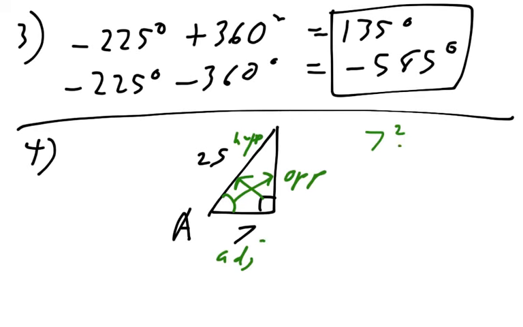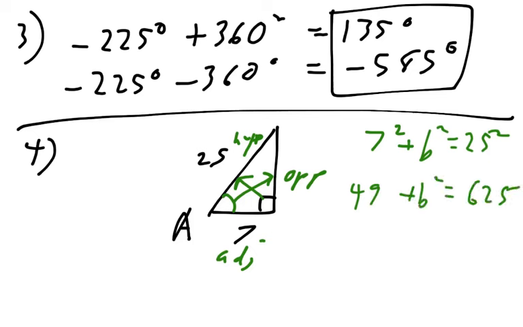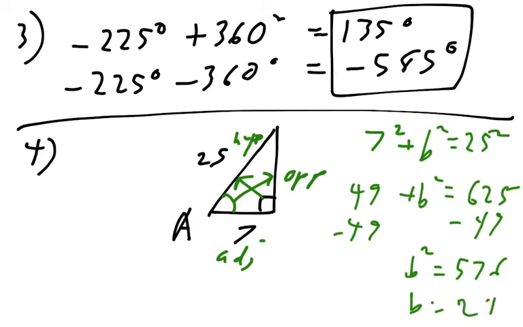So since the hypotenuse is always the final number in my Pythagorean theorem, I get 49 plus b squared equals 625. Subtract 49 from both sides, and b squared equals 576, and the square root of 576, hopefully this will come out even so we don't have to do the factor tree, and it does, and so b is equal to 24. So I'll put my 24 in there for the opposite.